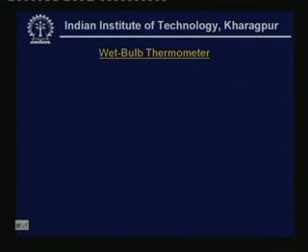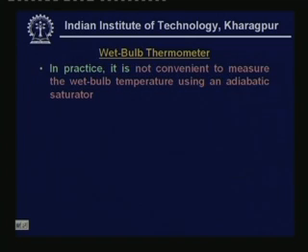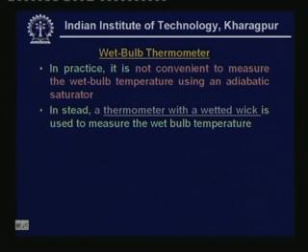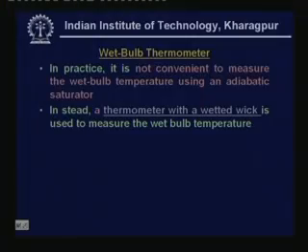Now, let us quickly look at what is known as the wet bulb thermometer. In practice, it is not convenient to measure the wet bulb temperature using an adiabatic saturator. Instead, a thermometer with a wetted wick is used. In practice you cannot have an infinitely long and perfectly insulated duct and wait for its steady state and measure its temperature. It is not practically feasible. So, in practice what we use is what is known as a wet bulb thermometer. What is a wet bulb thermometer?